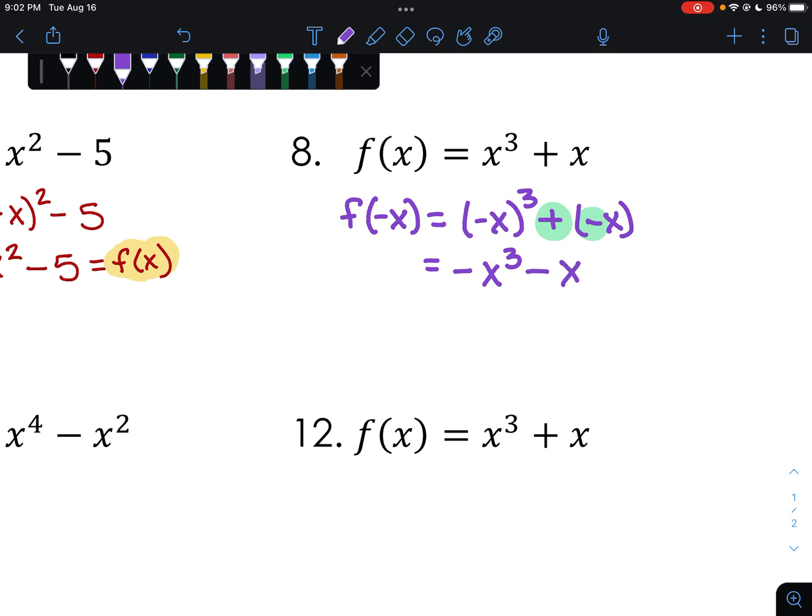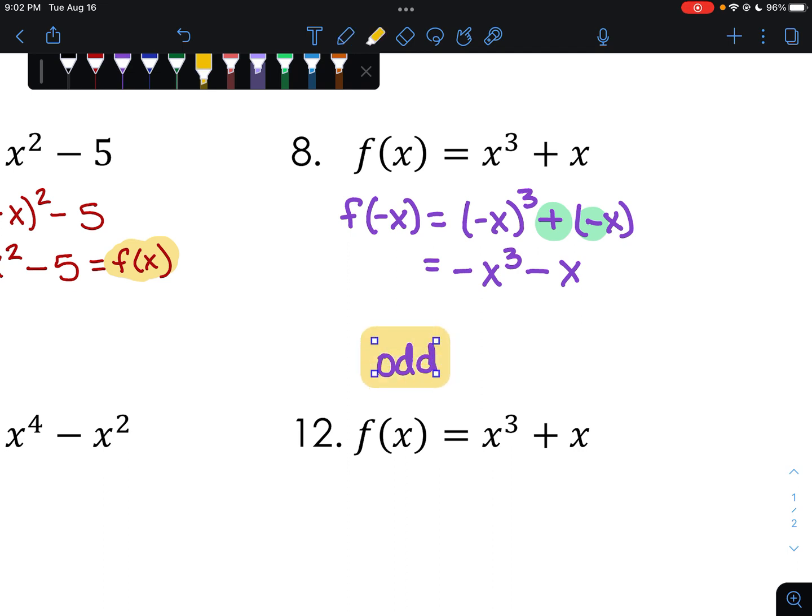So what I notice, is it the same as what I started with? No. My original one had all positive values. My new one has all negative values, which means all of my signs changed. Since all of my signs changed, that means I have an odd function.